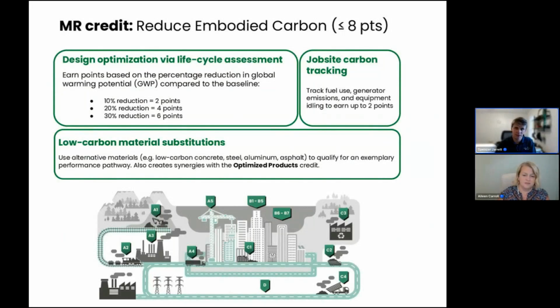Okay, so now we're on to the reduce embodied carbon credit. Part 1, the design optimization path awards 2 points for a 10% GWP cut, 4 for 20%, and 6 points if you can achieve a 30% reduction. So a good place to start is with the most carbon intensive materials. It's typically going to be your concrete or your steel.